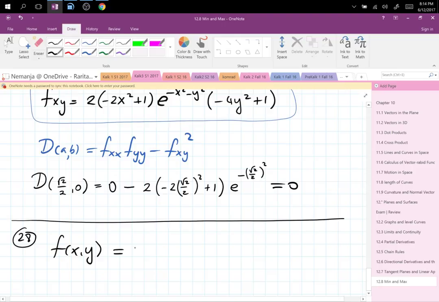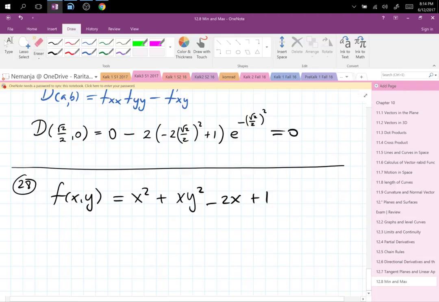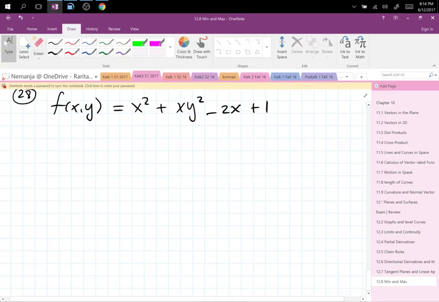Here's the problem: x squared plus xy squared minus 2x plus 1. All right, guys, you know the drill. Take the partial derivatives, set them equal to 0 each one at a time, and go.